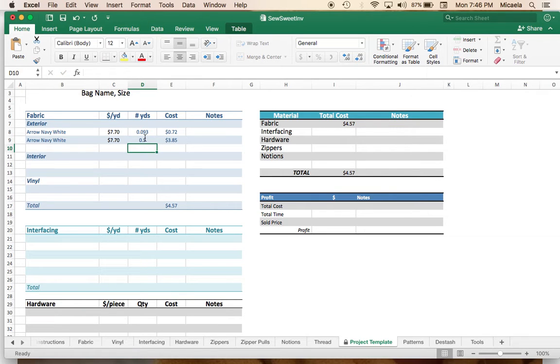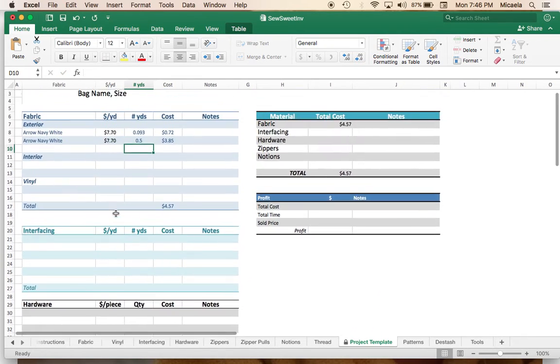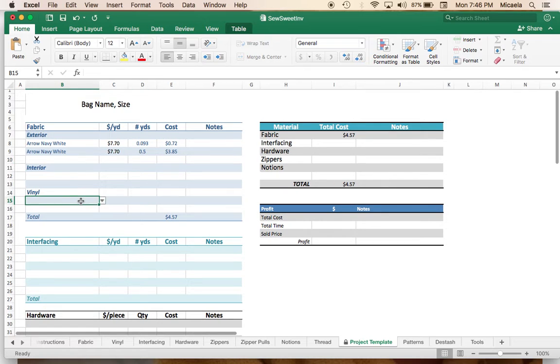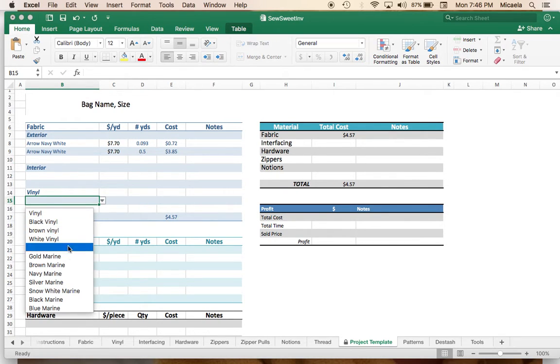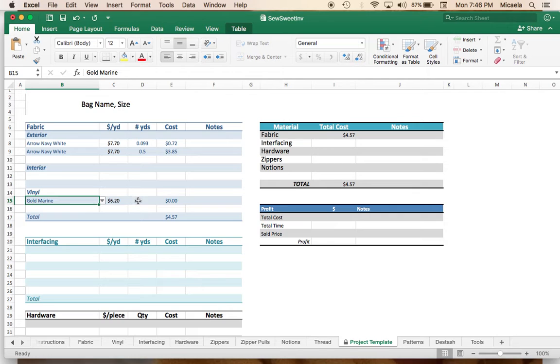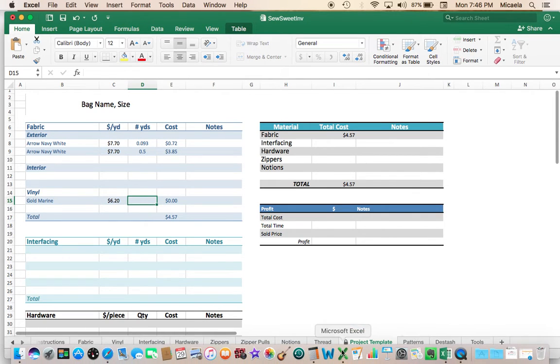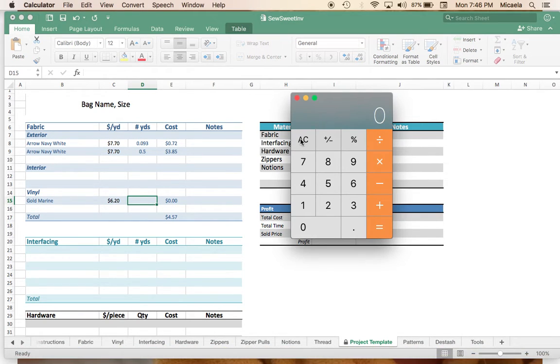And same thing, you can do the same thing with your vinyl. I actually do that with my vinyl as well. I'll go ahead and pick one here. I'll do my gold marine vinyl. It's $6.20 for a piece that is 12 inches wide by, I believe, 54 inches long. So I'm going to say 12 times 54. So my piece, when I purchase it, is 648 square inches, the total piece.